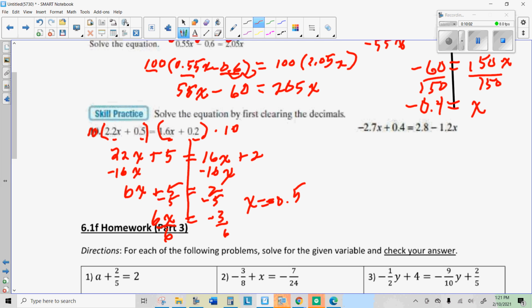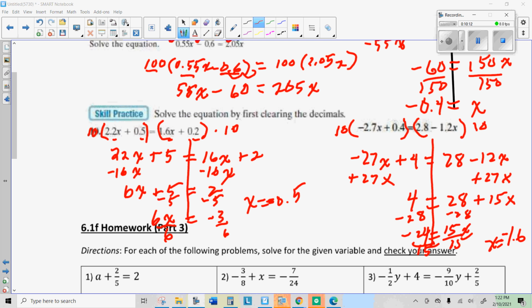All right, you try this one. Multiply both sides by 10 because these are all tenths, and then work out the problem. All right, should have got negative 1.6. If not, try and find your mistake by looking at my work.